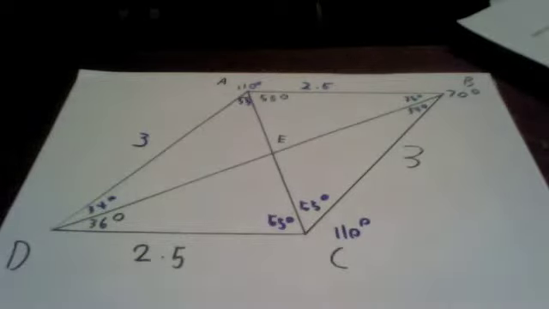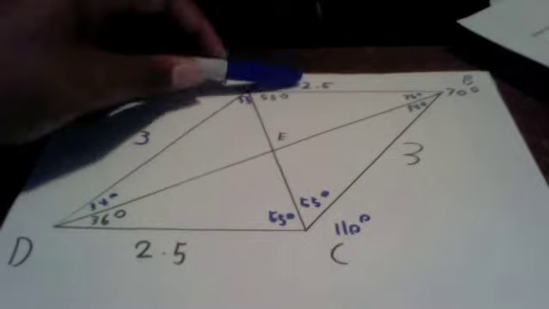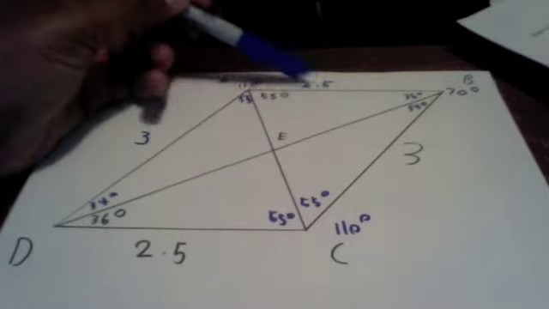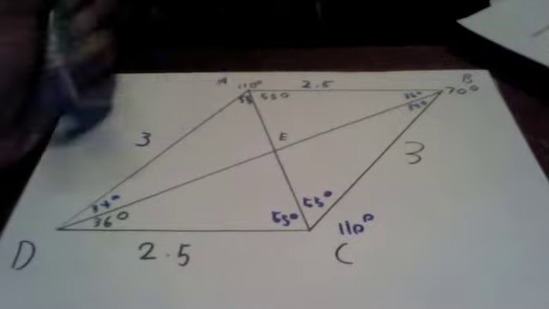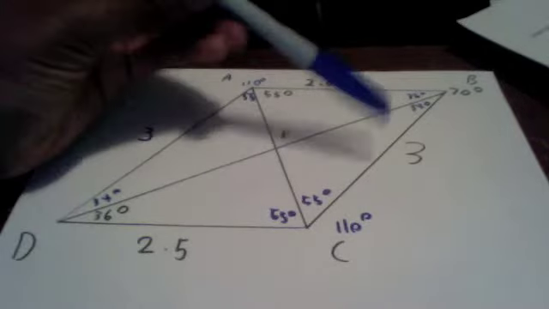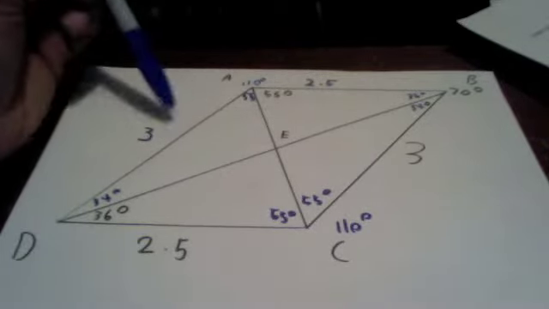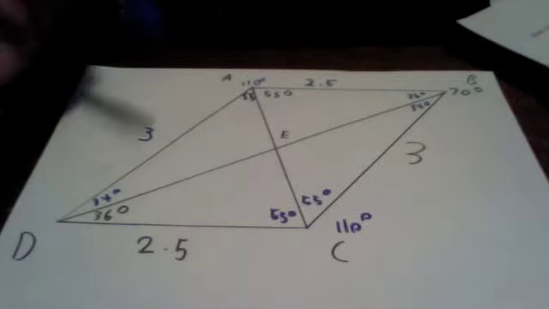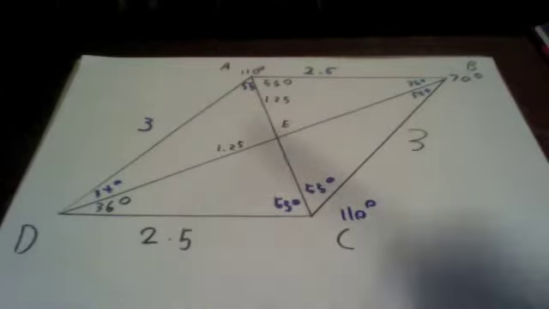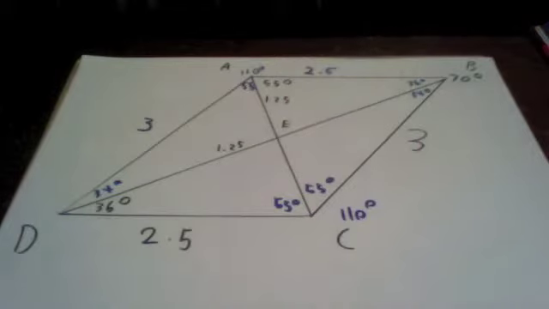Now to find the side lengths, thanks to the theorem that states that parallelograms give us congruent opposite sides, AB is equal to DC, because DC is the opposite of AB, so it equals 2.5, and AD is equal to BC, and since BC is 3, AD equals 3, because they're opposite sides. Now we can figure out these two sides with the theorem saying a parallelogram gives us diagonals that bisect each other. So EC and EB both equal 1.25.